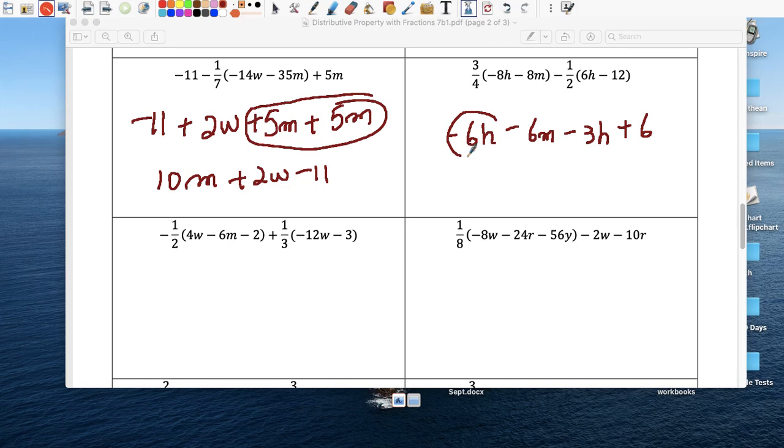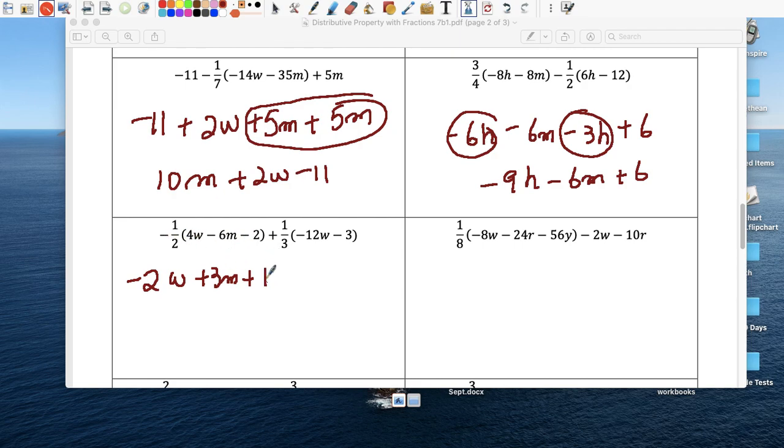Combine like terms? Yeah, these two guys here can be combined. Negative 6h and negative 3h is negative 9h. And then the rest, we just put them next. Two distributive properties again. Half of 4 is 2. Negative 2, by the way. Negative and negative is a positive, and then 3m. And positive again, and half of 2 is just 1.